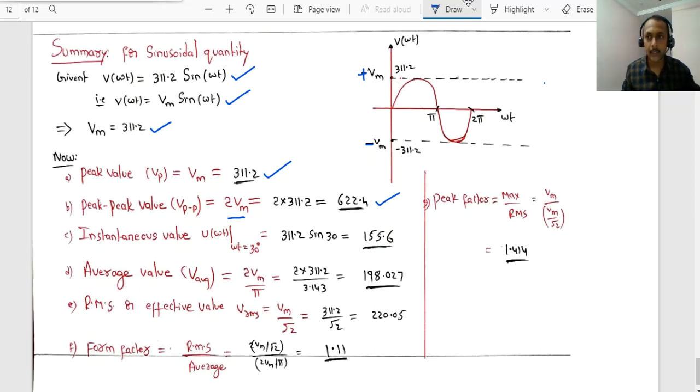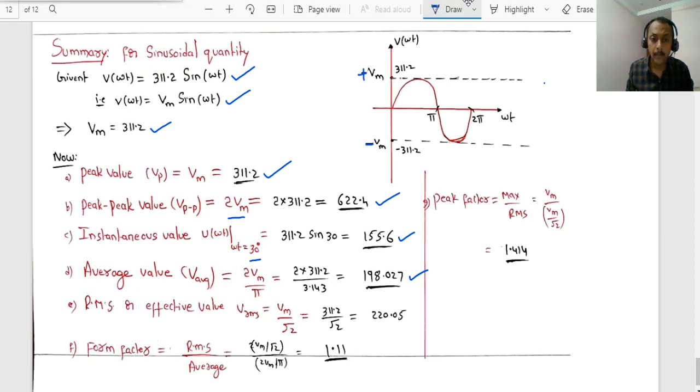Instantaneous value at some particular instant. Here I considered omega t equal to 30 degrees. So in place of omega t, just substitute 30. So 311.2 into sine 30 represents the instantaneous value. Now the average value for the sinusoidal is 2 times Vm by pi. 2 into 311.2 divided by 3.143, you will get 198.027.